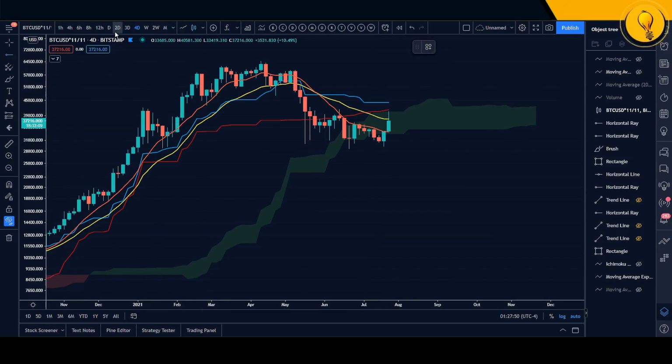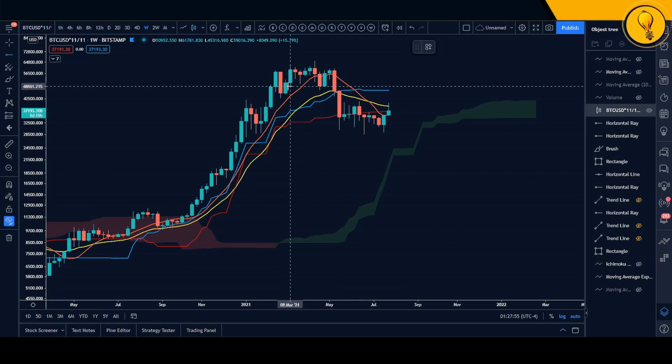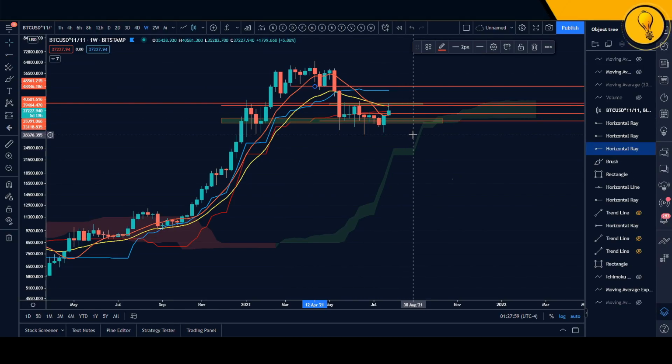Let's go ahead and mark that out, actually. For that, I'm going to get on over to the weekly time frame. I'm looking at the weekly specifically, and that's going to be it right there. Okay, so that's what I'll be looking for at the very least on Bitcoin.